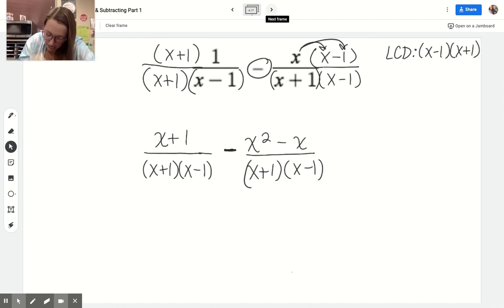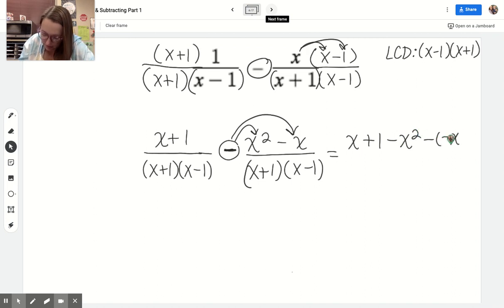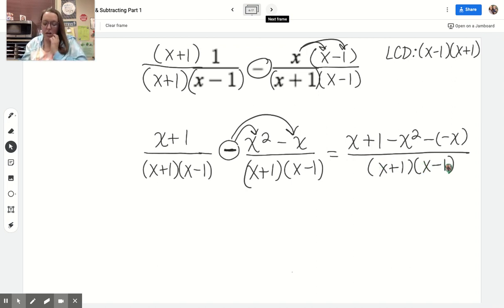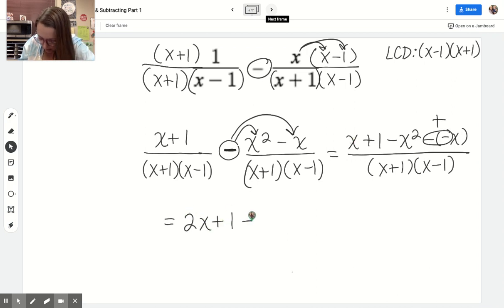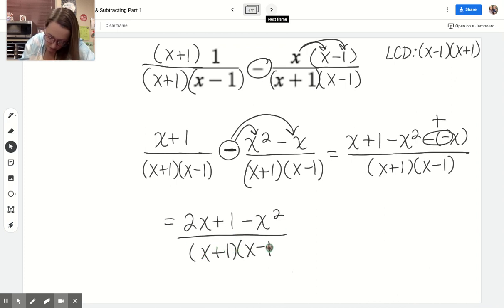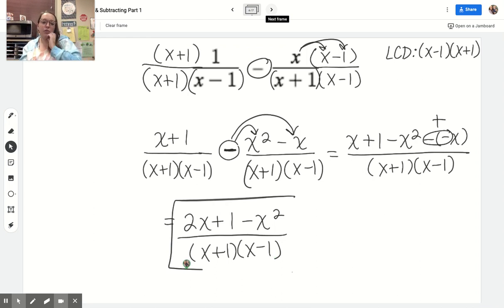And when I subtract, I need to make sure that I subtract both of these things. So I'm going to have x plus 1 minus x squared minus a negative x all over x plus 1 times x minus 1. Now, subtracting a negative is the same thing as adding. So I'm going to combine all my like terms. x plus x is 2x plus 1 minus x squared. The order that you write those things in on top does not matter. You don't have to FOIL the bottom. You can leave the denominator the same. We just want to simplify the numerator as much as possible.